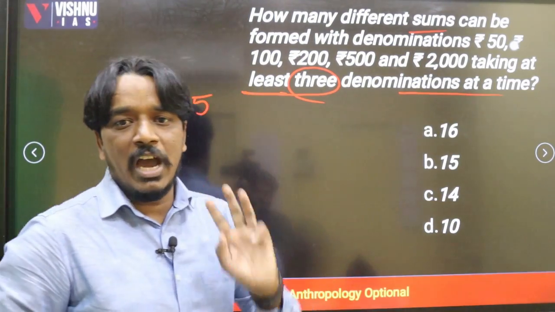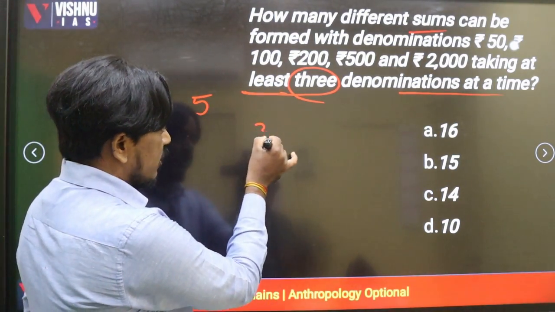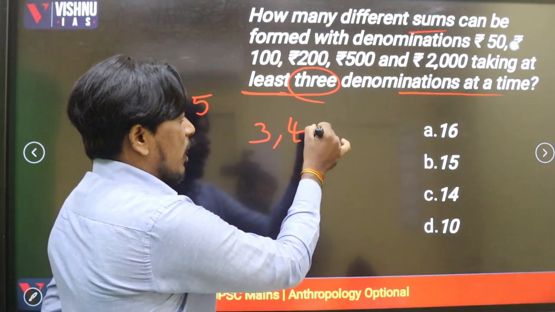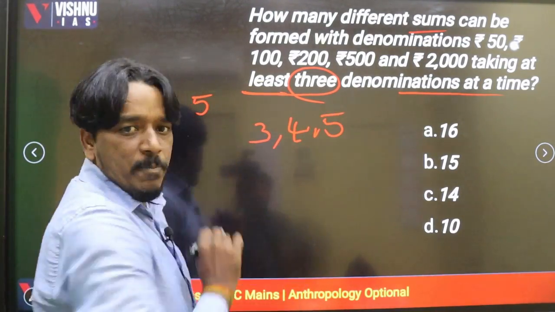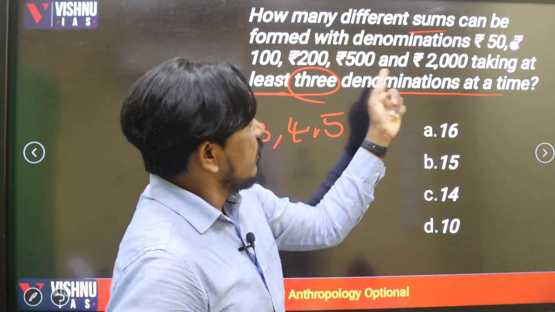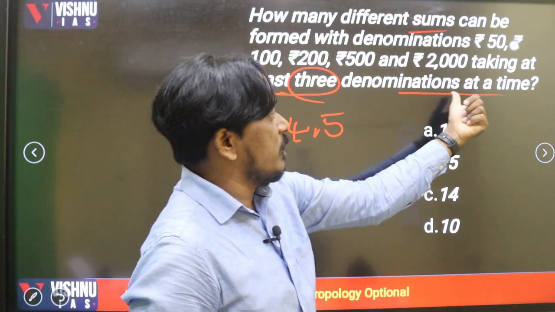At least 3 we have to take. So minimum 3 compulsory we have to take, and then you can take 4, up to 5 we can take, because maximum 5 is there. In this situation, we take at least 3 denominations at a time.